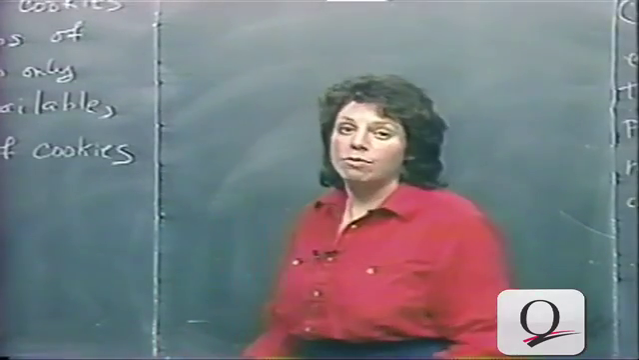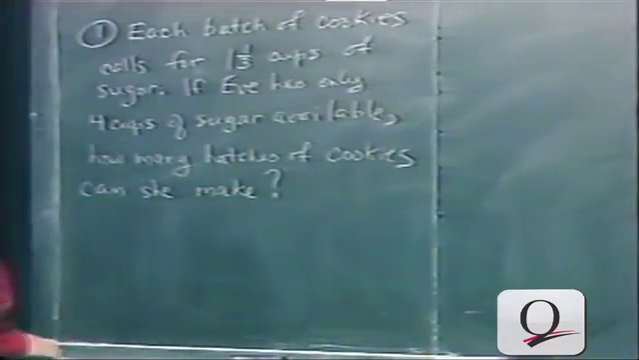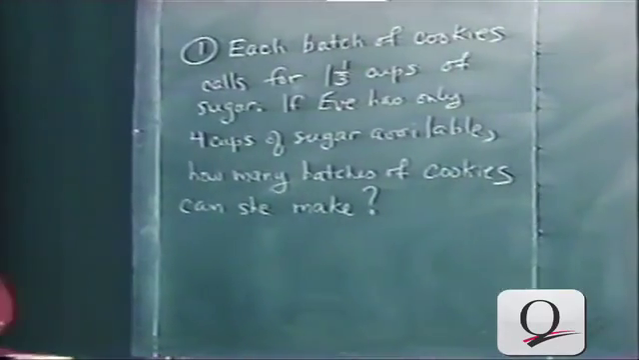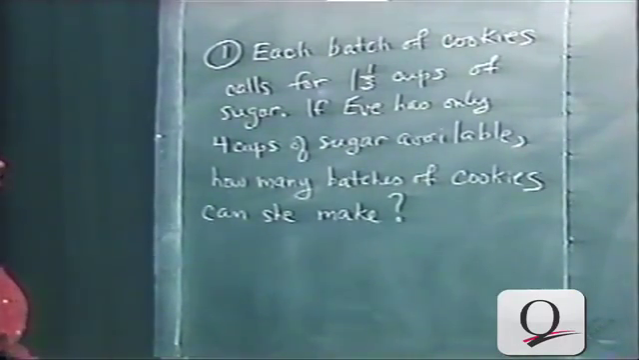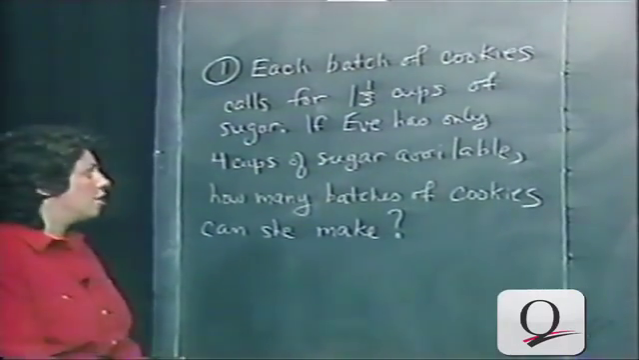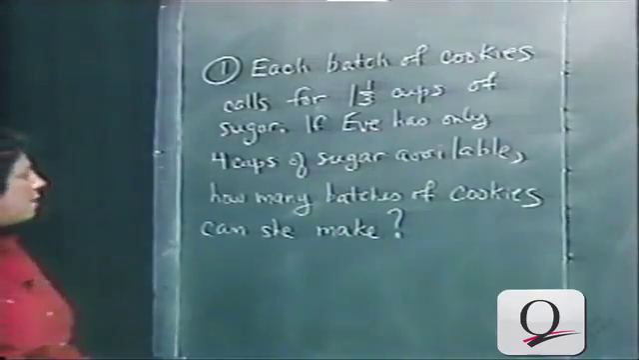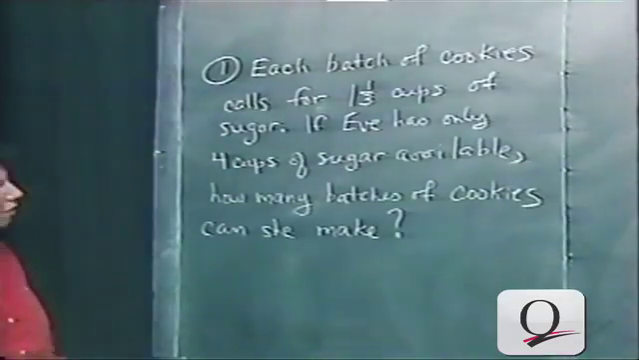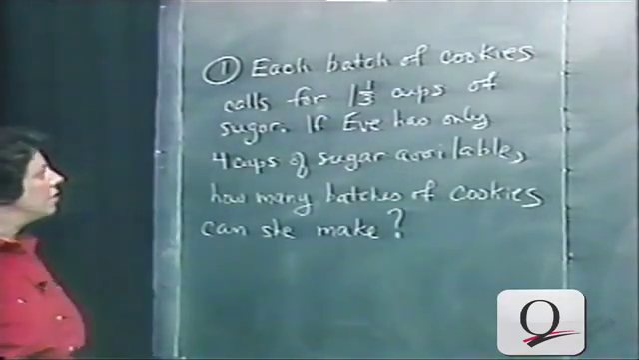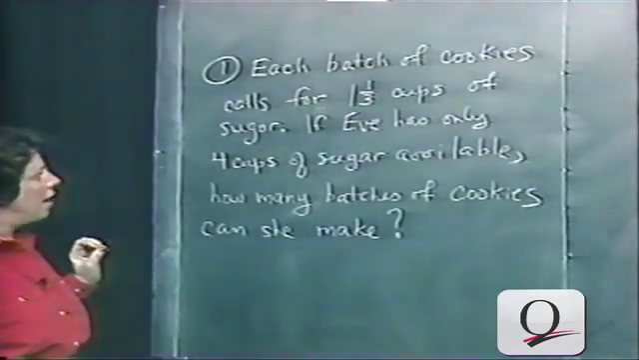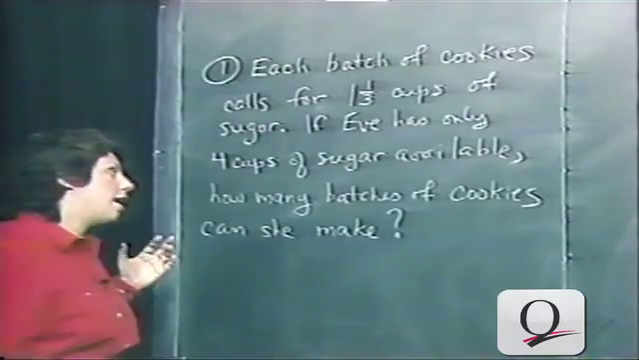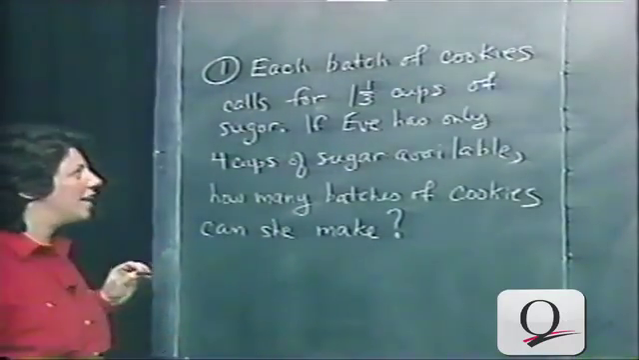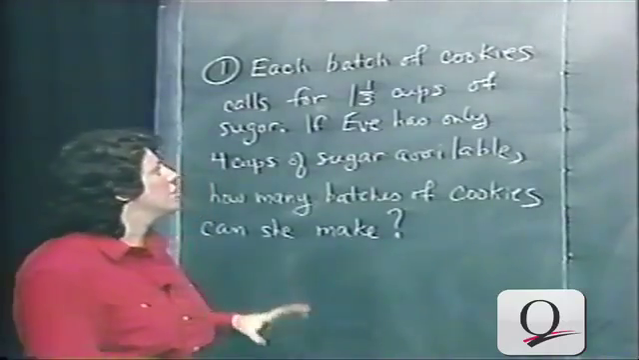Okay, the first problem on your sheet is the following. Each batch of cookies calls for 1 1/3 cups of sugar. If Eve has only 4 cups of sugar available, how many batches of cookies can she make? Okay, now there are 2 problems that you have to deal with in this question. First problem is you have fractions, and the second problem are the words. People don't like too many words in their math problems.